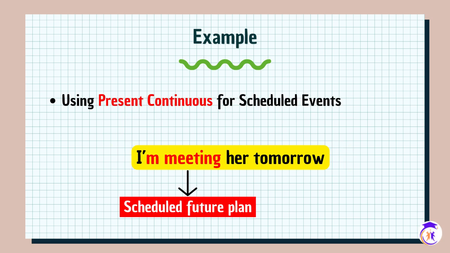Using present continuous for scheduled events. I'm meeting her tomorrow. The speaker has already arranged a meeting with the person, such as setting a time and place. The focus is on the arrangement rather than the intention.